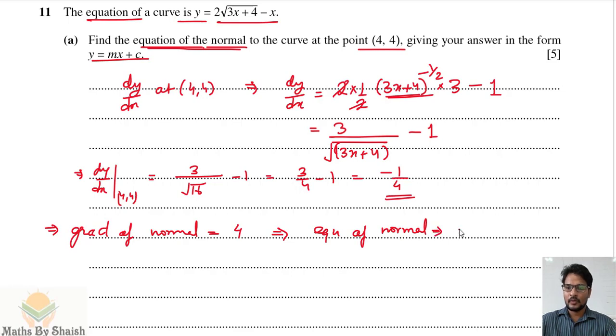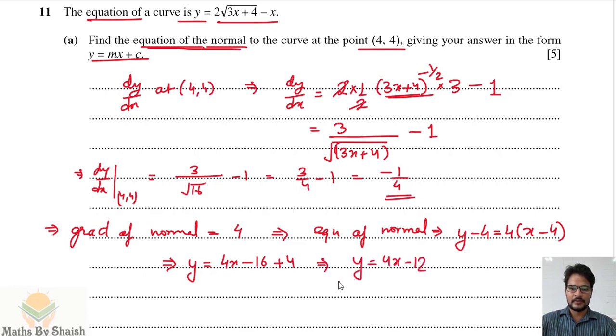And hence the equation of the normal would be y minus y1, that is y minus 4, equals gradient 4 times x minus x1, that is x minus again 4. So we need to write our answer in this form. So from here we get y equals 4x minus 16, and minus on this side becomes plus 4, and altogether we got y equals 4x minus 12, and that's the equation of the normal to the curve at the point (4, 4).